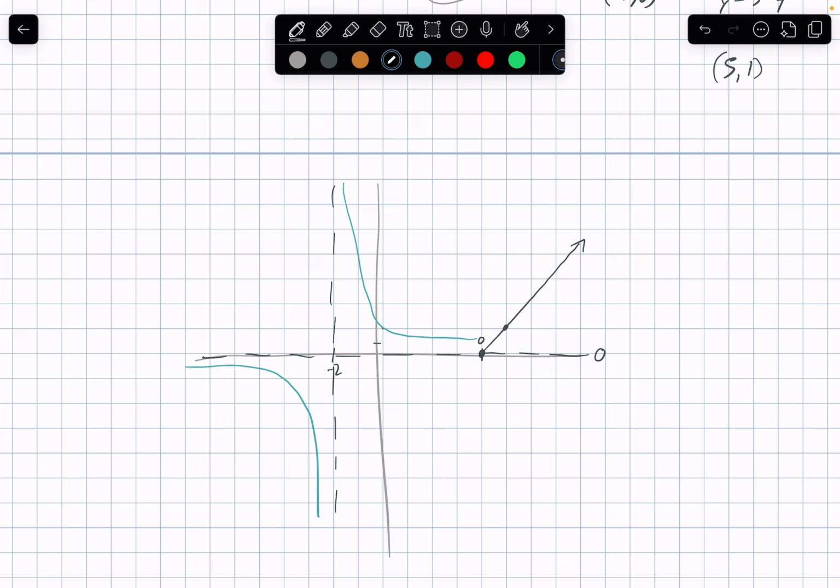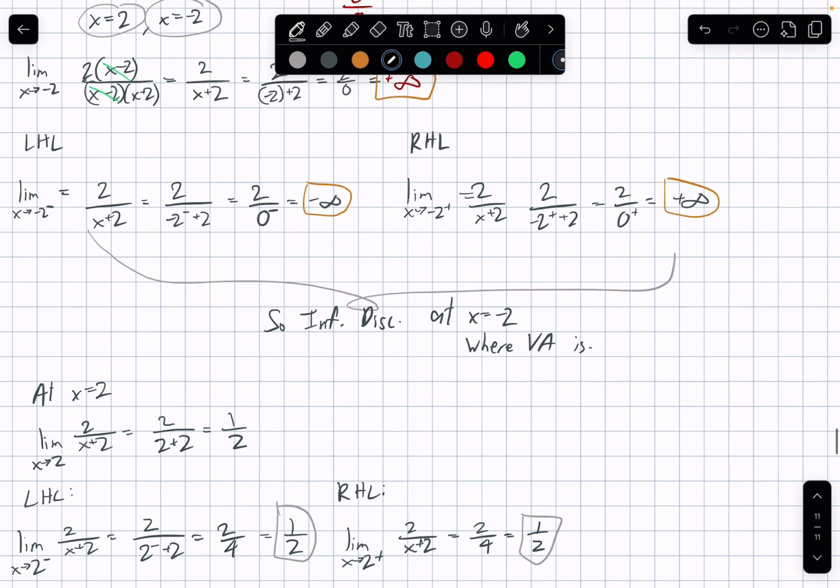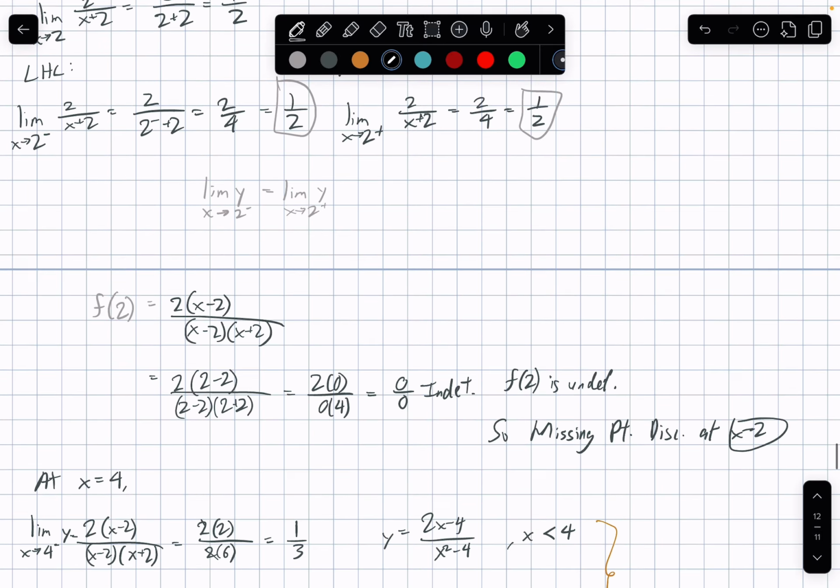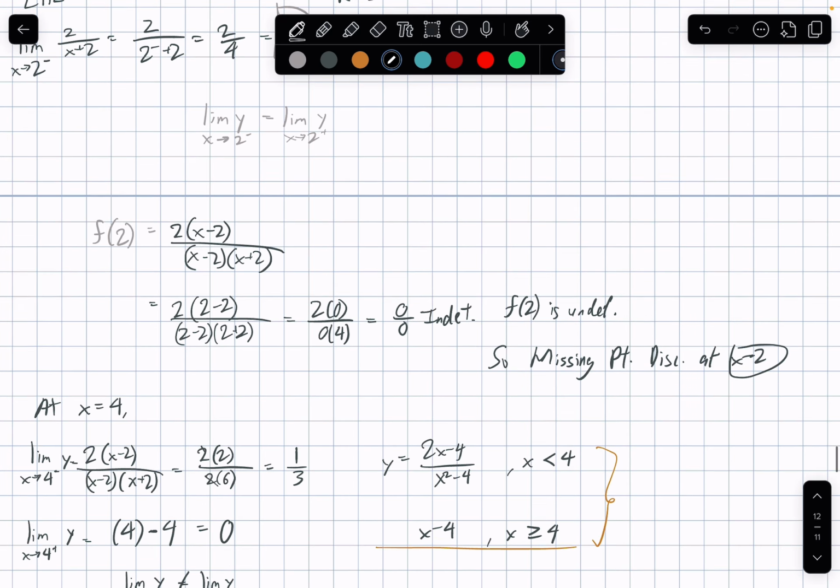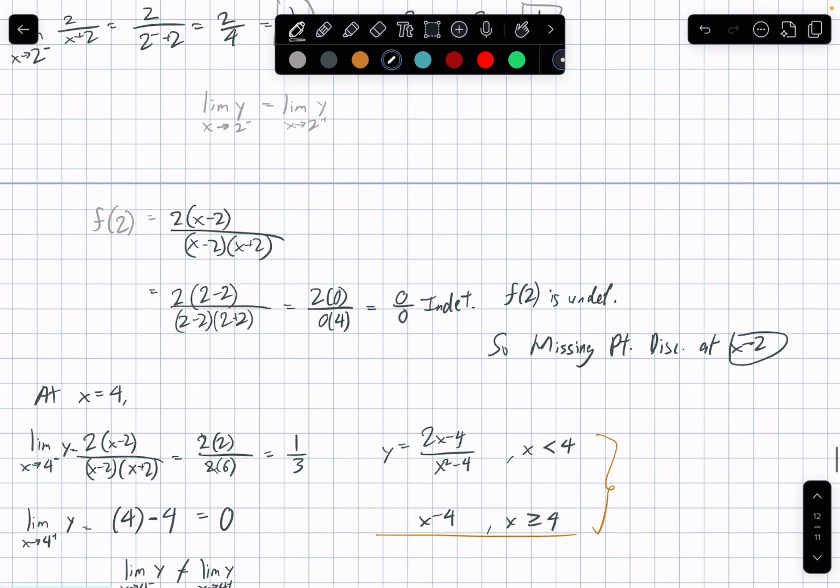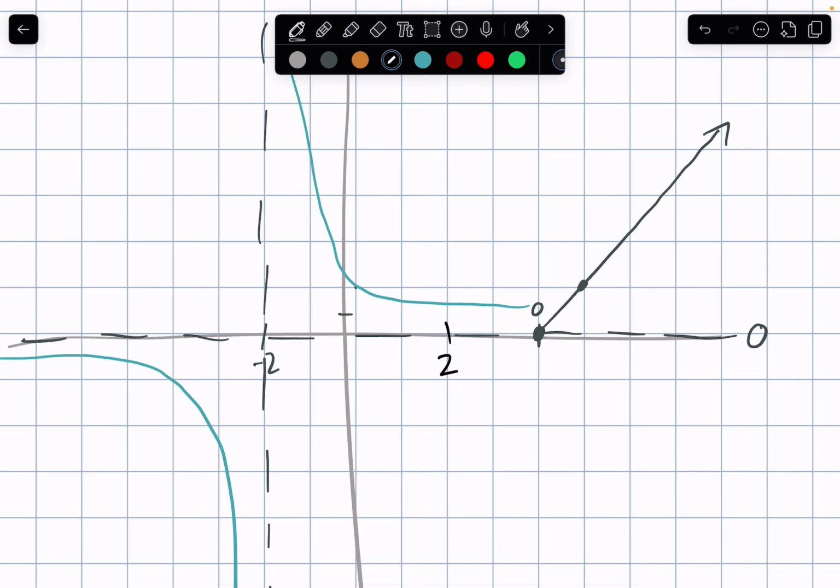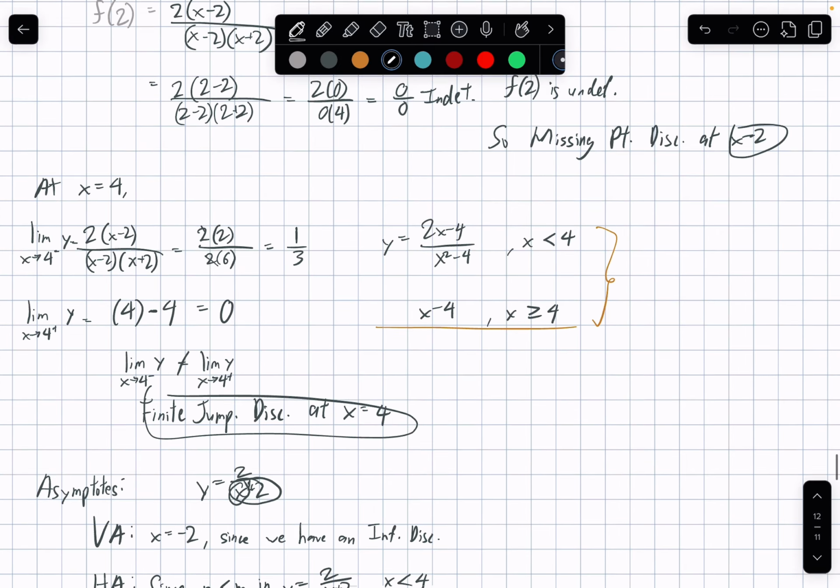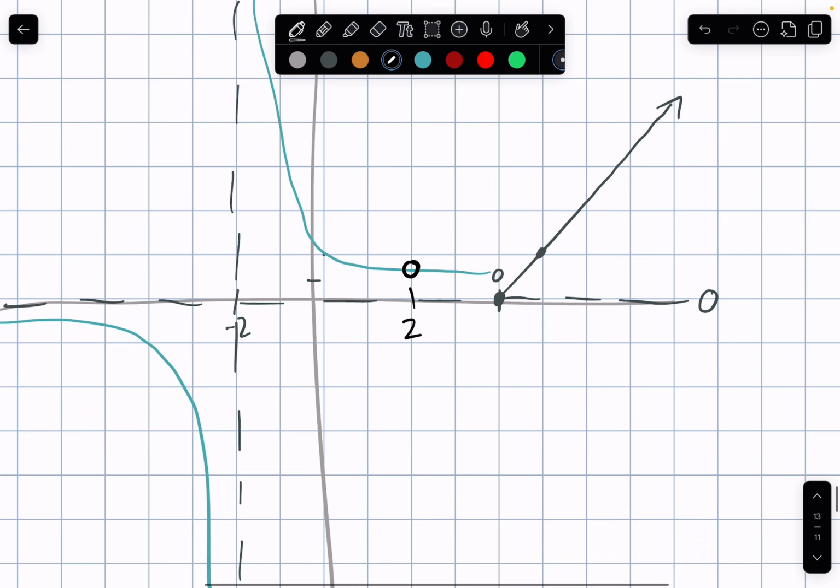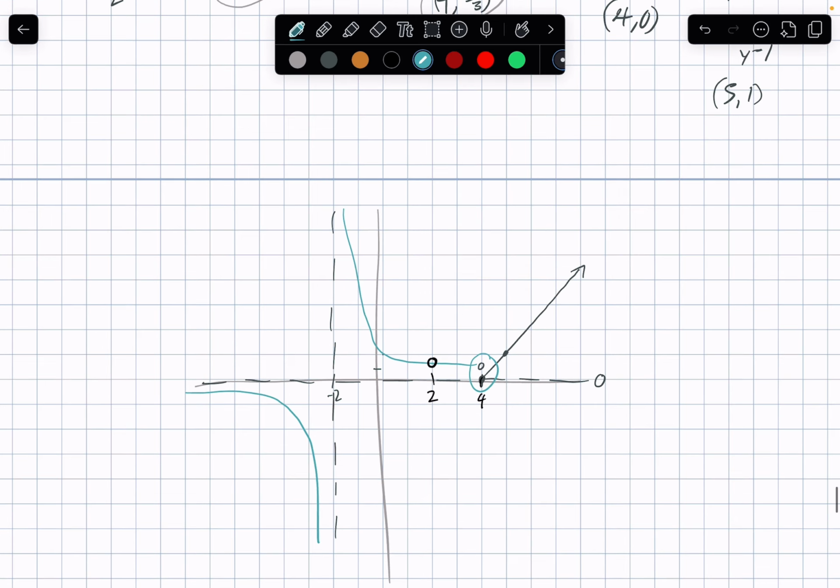How about the missing point discontinuity? At x is equal to 2. How do we write that down? So somewhere here, we have a missing point discontinuity. And our finite jump discontinuity is located at x is equal to 4. 4 is right here. So there's a jump. Okay.